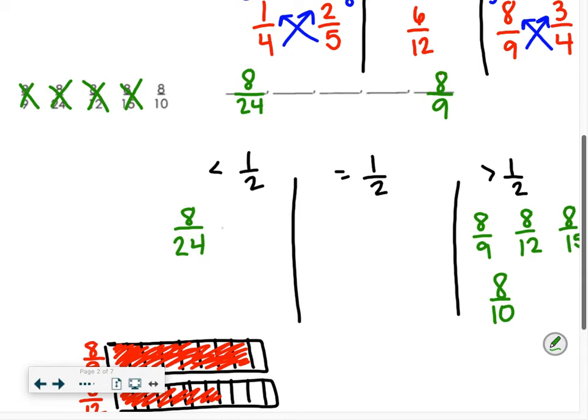What do I know is going to have the next biggest fraction because it has the next smallest number of pieces, Mackenzie? That's okay. I know what you meant. Okay, now what I know is going to have the next smallest fraction because it has the next biggest denominator. Logan? 8/12. And what do I know I have left? 8/15.